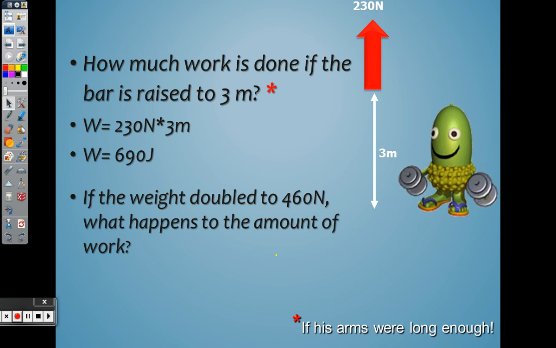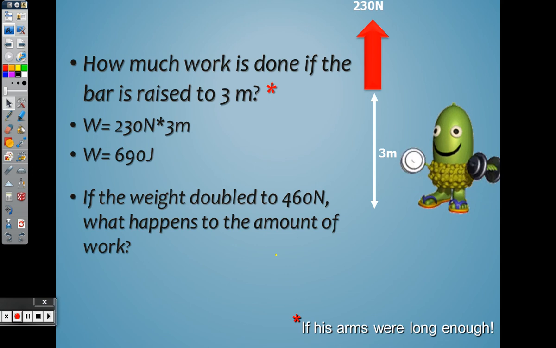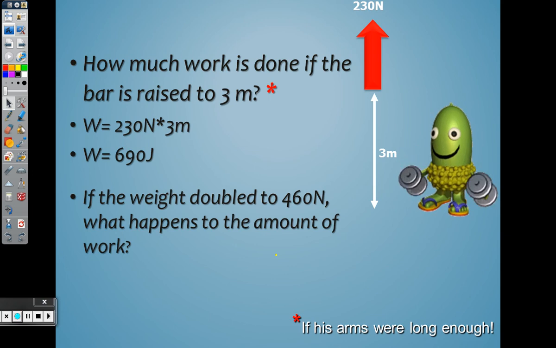Double the weight, what happens to the work? It doubles? Are we using 3 meters or 2 meters? It doesn't matter. It doubles. Obviously it's higher. Why does it double? Because force and work are directly proportional.